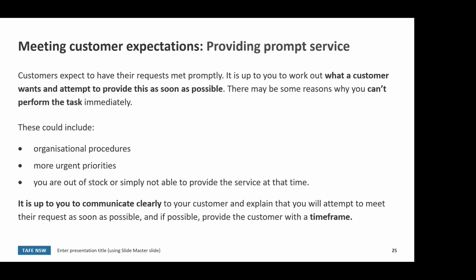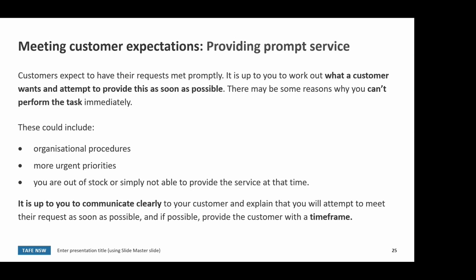So when we are meeting our customers' expectations, we want to make sure that we're providing prompt service. We need to figure out what a customer wants and attempt to provide that as soon as possible. And there may be some reasons why you can't perform the task immediately, and that's okay too. But some of the reasons might be organizational procedures, more urgent priorities, or you're out of stock on something. So if you're in a sales position, you might be out of stock on something, and then you're going to have to just tell the customer and tell them what their options are.